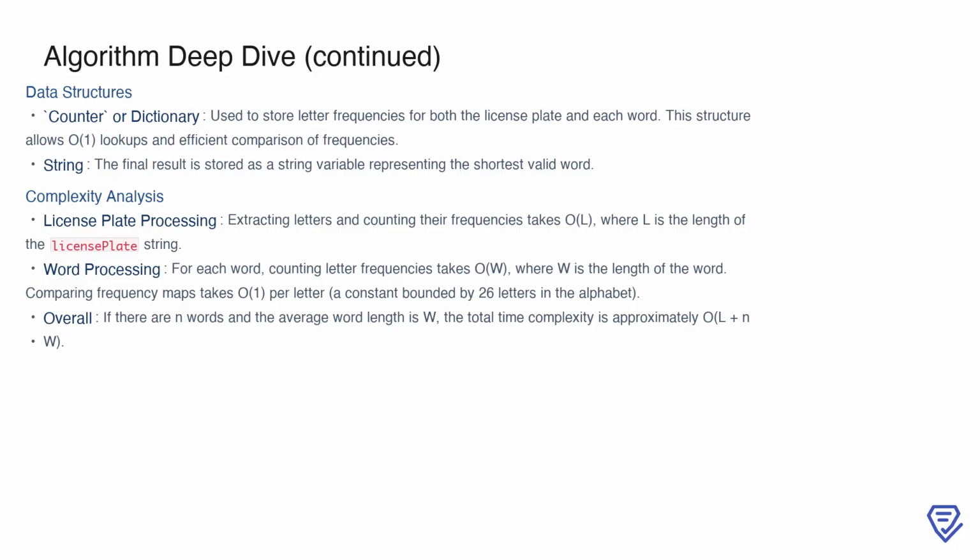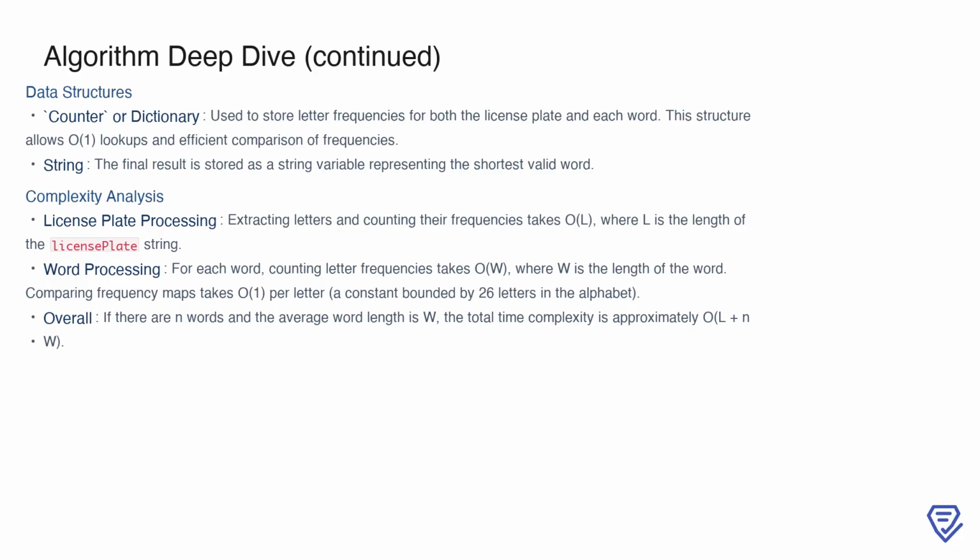In terms of complexity, extracting letters and counting their frequencies from the license plate takes O(L), where L is the length of the string. Processing each word involves counting its letter frequencies, which takes O(W) for a word of length W, and comparing frequency maps, which is O(1), since the number of letters in the alphabet is constant. If there are n words in the list and the average word length is W, the overall time complexity becomes O(L + n * W).